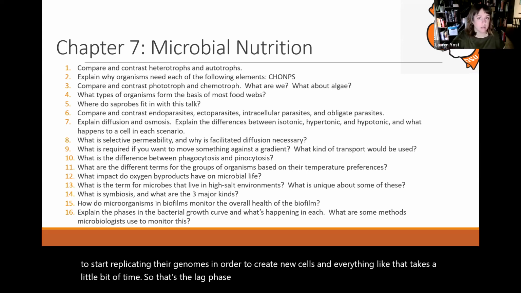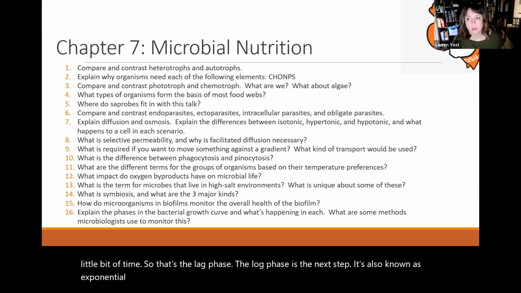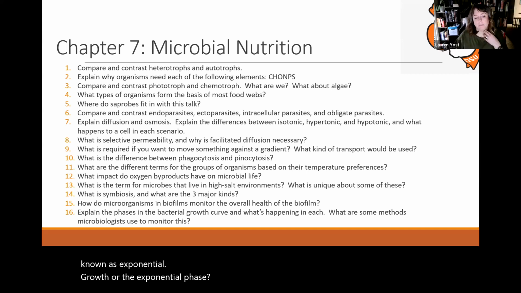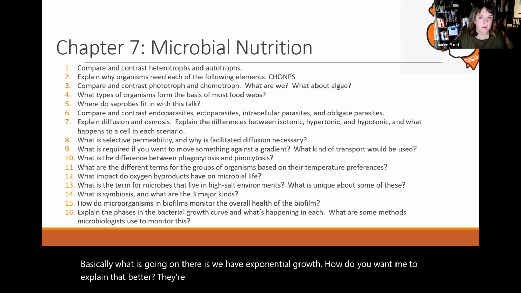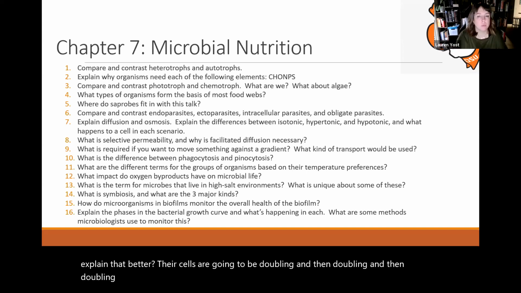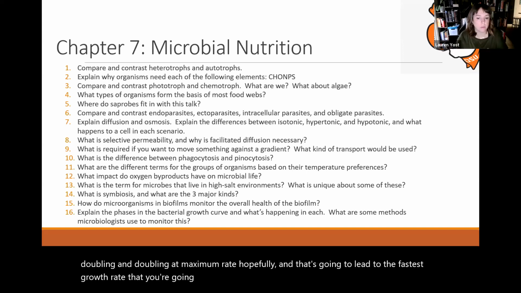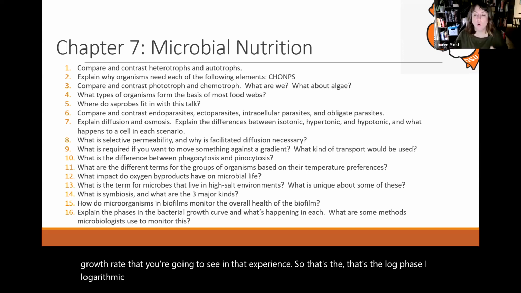The log phase is the next step. It's also known as exponential growth, or the exponential phase. Basically what is going on there is we have exponential growth. The cells are going to be doubling and doubling and doubling at maximum rate, hopefully. That's going to lead to the fastest growth rate that you're going to see in that experiment. So that's the log phase, the logarithmic phase, or the exponential growth phase.